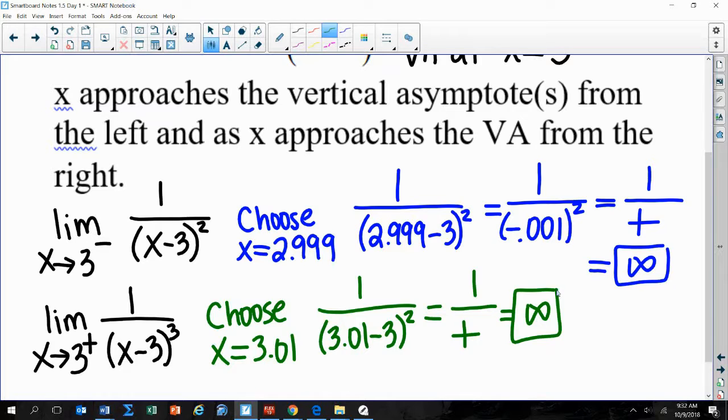Now, even though they're both going towards infinity, would you write that the overall limit is infinity? No, the overall limit still does not exist. Even though these infinities match, the overall limit still does not exist. Okay, because when we're finding a limit, we're finding a particular y value. If you cannot define that exact y value, then the limit does not exist. Okay, infinity is just a concept. It's not an exact value.